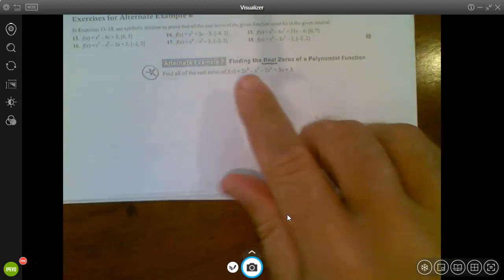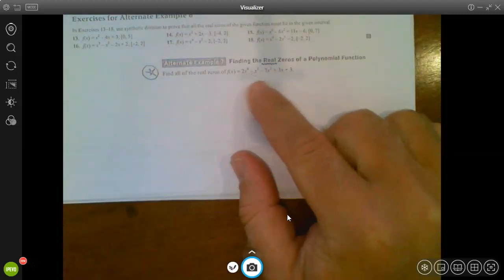So let's just say this is the same polynomial function that we were just talking about. What if they said, here you go, find all the real zeros? And so they just give us that, and we've got to go through our big old process of finding real zeros.